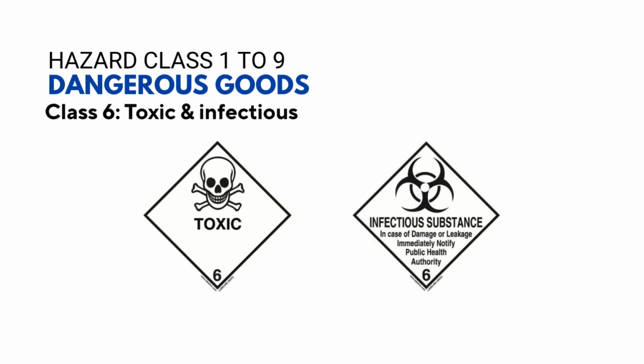Next is Class 6 toxic and infectious substances. These materials pose risks to human health either through poisoning or disease. Division 6.1, labeled with the skull and crossbones, includes toxic chemicals like cyanide and arsenic. Division 6.2, marked with the biohazard symbol, covers infectious substances such as medical samples containing viruses or bacteria. Proper packaging and labeling are critical here to prevent leaks and protect public health during transport.